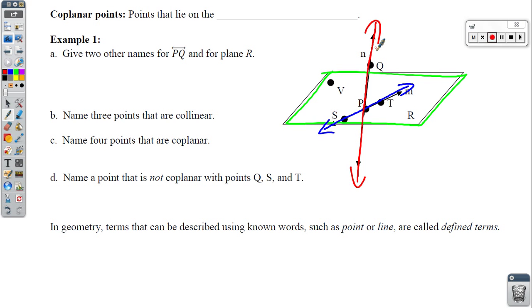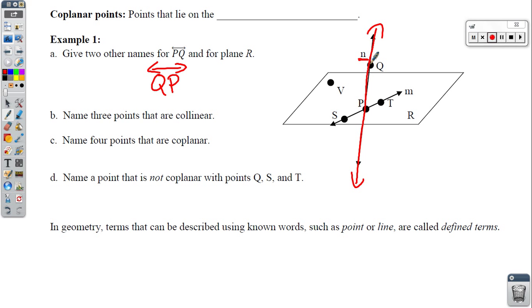All right, let's look at names for line PQ. That's this red line right here. Well, one thing we could do is we could just switch the Q and the P around. That's really the same line. Another thing that we could do is we could name it with the lowercase letter right here, line N.